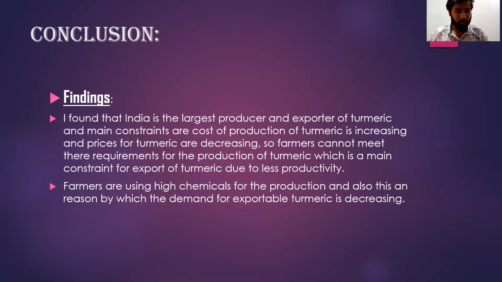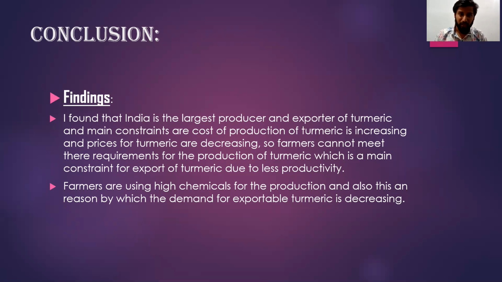So this is the conclusion part. The findings: when I did my research, I found that India is the largest producer and exporter of turmeric, and the major constraints are that the cost of production of turmeric is increasing and the price for turmeric is decreasing. This is the main reason that farmers cannot meet their requirements for the production of turmeric, which is a main constraint for export due to less productivity.